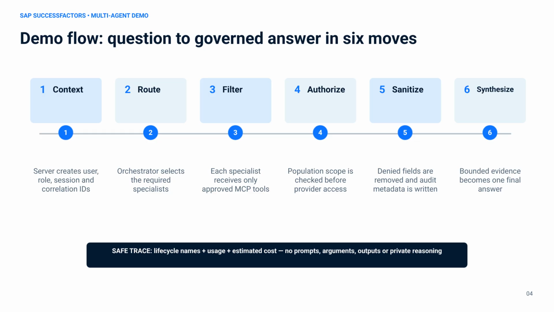Step 6 is synthesis. The specialists return bounded evidence to the HR orchestrator. The orchestrator combines this evidence and produces one final answer for the user. The system also provides a safe operational trace. It can show agent names, tool lifecycle events, token usage, and estimated cost. However, it does not expose complete prompts, private reasoning, tool arguments, tool outputs, or sensitive HR data.